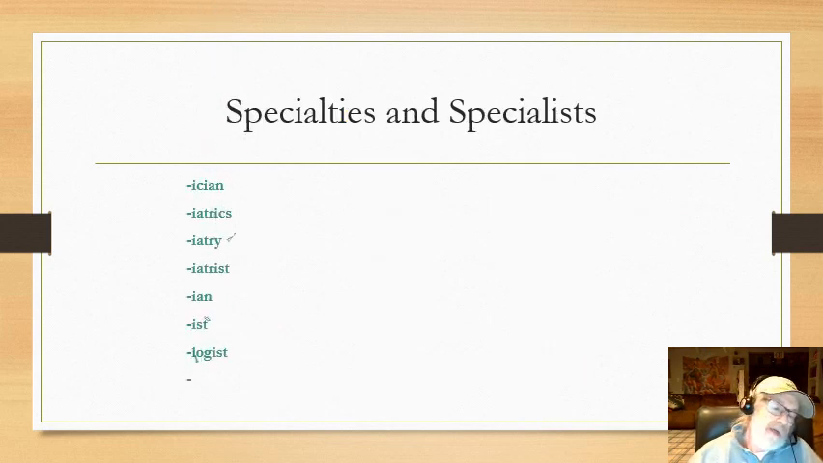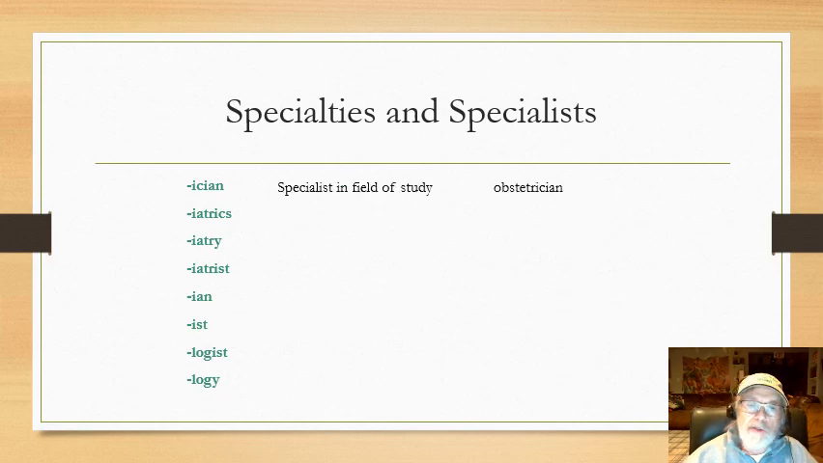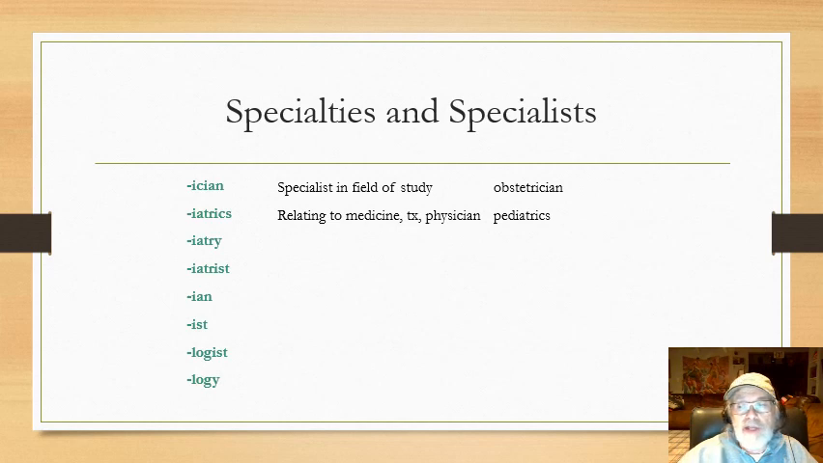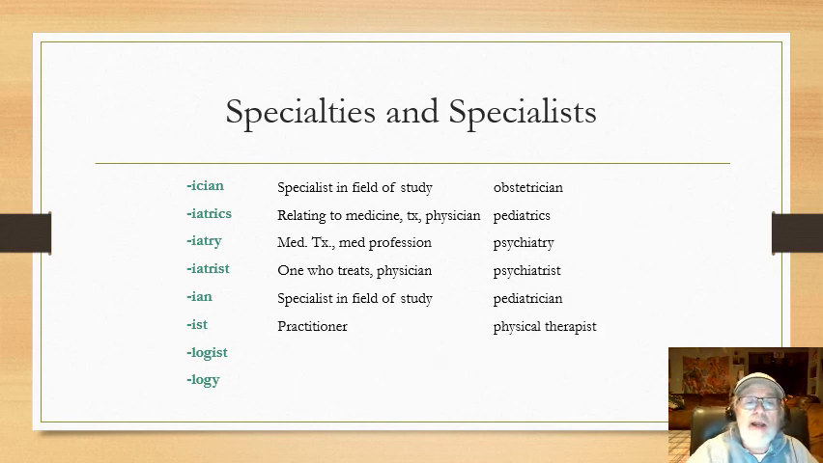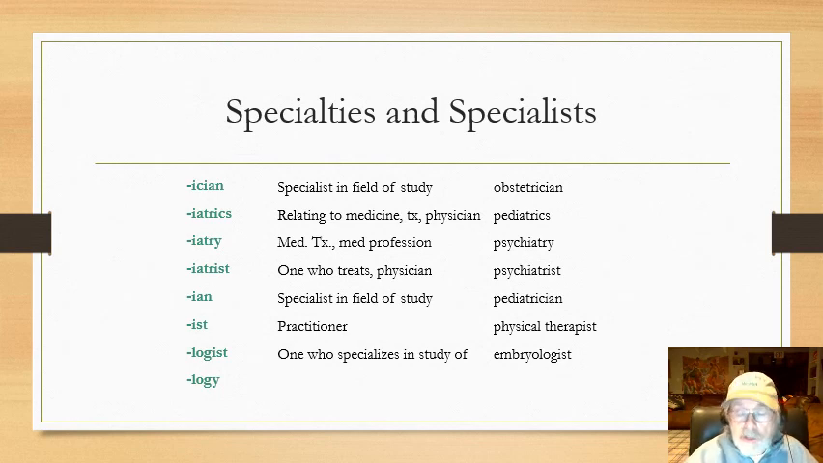Specialties and specialists, boring. I'm going to spend almost no time on this. ICIAN, obstetrician. IATR, pediatrics, is a profession, psychiatry. IATRIST is one who treats, or a physician, psychiatrist. IAN, a specialist, pediatrician. IST, a practitioner, physical therapist. Logist, one who specializes in the study of, embryologist, one who studies embryologic development. Logy, the study of, embryology. Basically these are specialties and specialists. Not really very exciting.